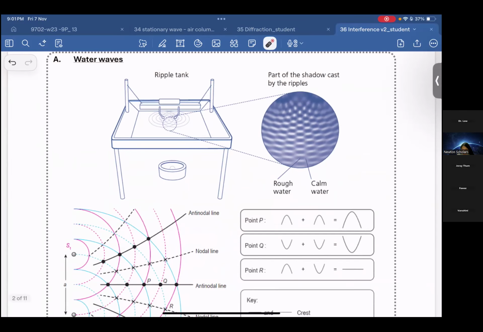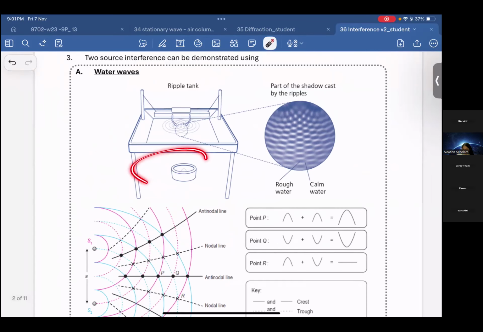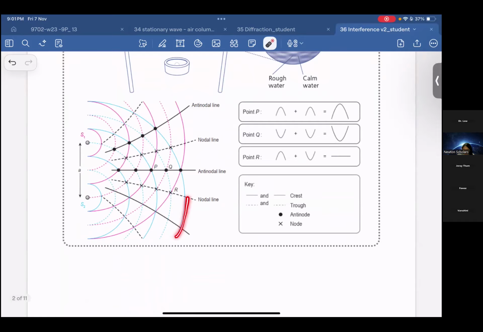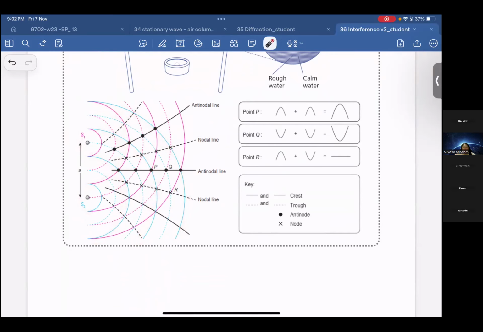Here for water waves, we will have two dippers, going up, down, up, down. At the bottom part here, we observe this kind of pattern. Two waves interfering. This is one of the waves, then this is another wave, from these two dippers, the vibrators. At here, the blue color comes from S2, and the red color comes from S1. These two waves overlap.